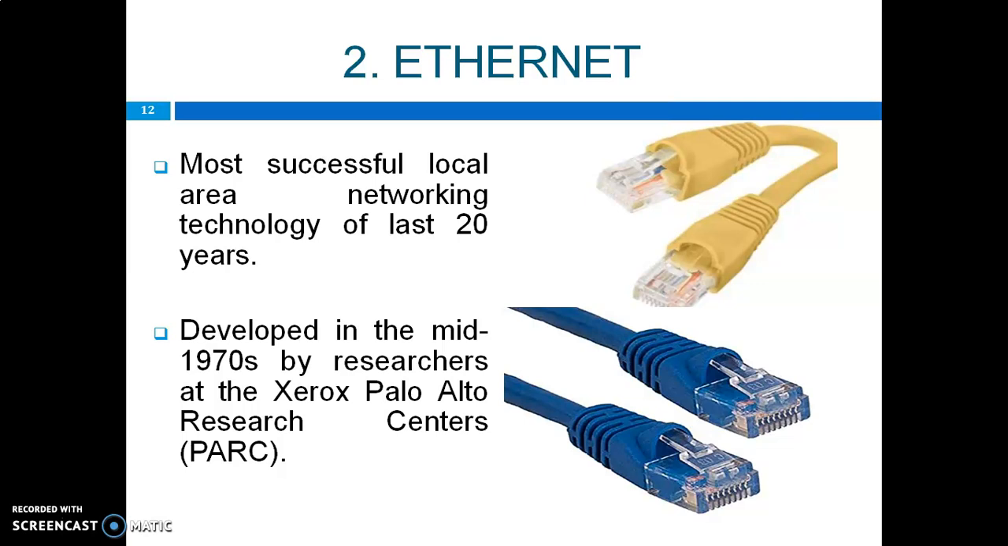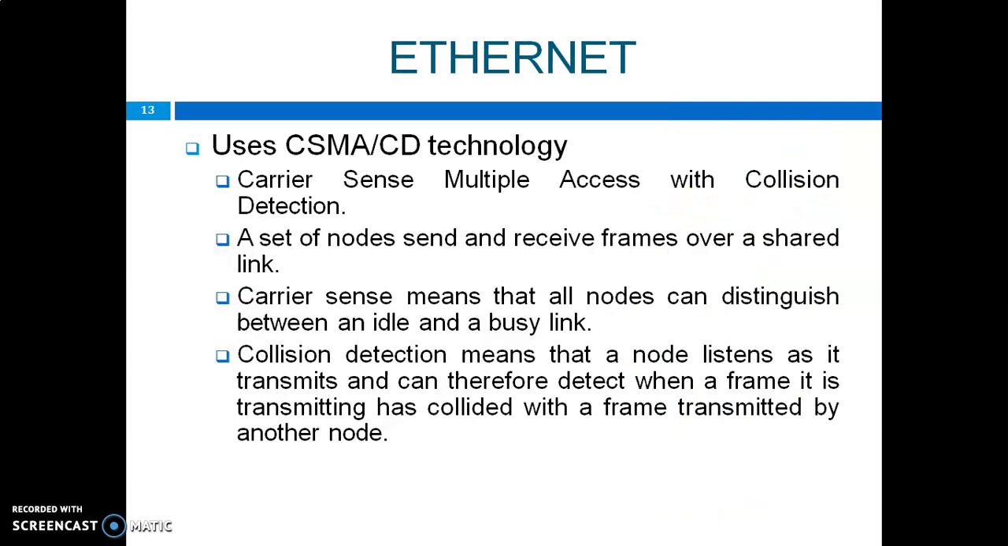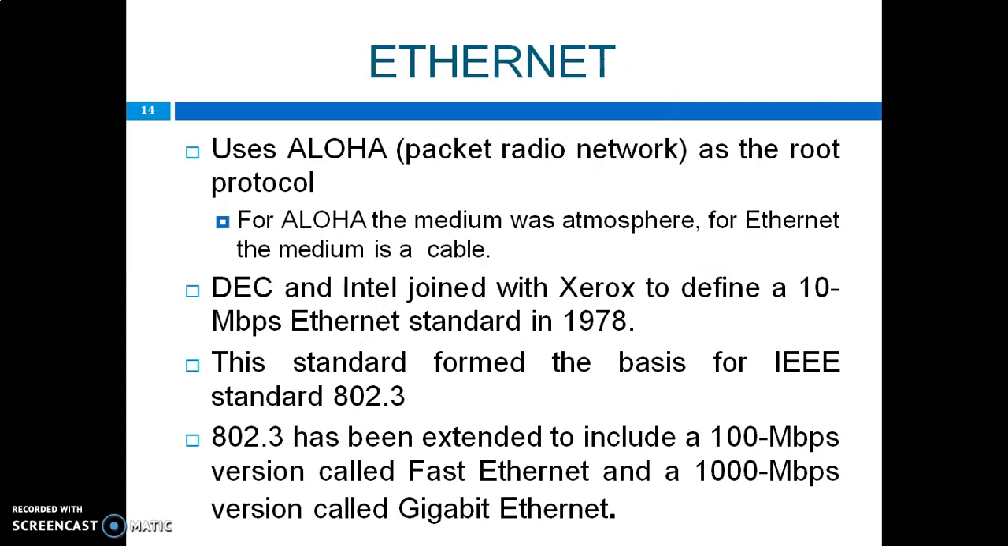In this, we already started Ethernet. We have completed what Ethernet is, where it is used, how it is working, and what kind of technology is used in Ethernet. It is CSMA/CD. This we have also already covered: carrier sense multiple access with collision detection, and carrier sense multiple access with collision avoidance, which is used in wireless LAN.